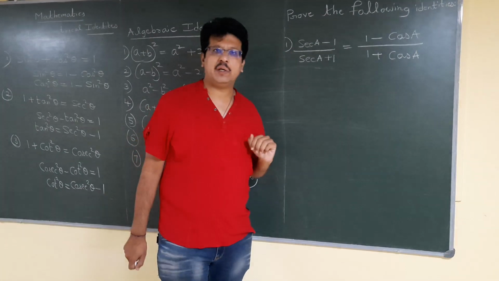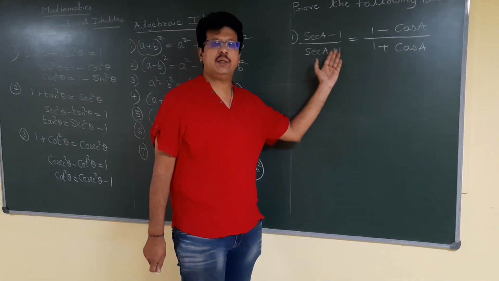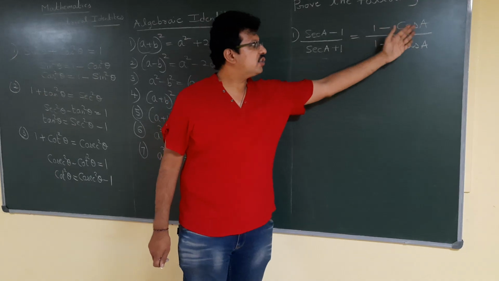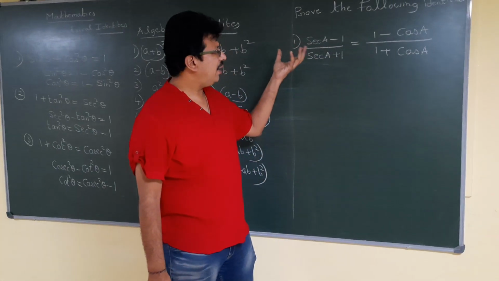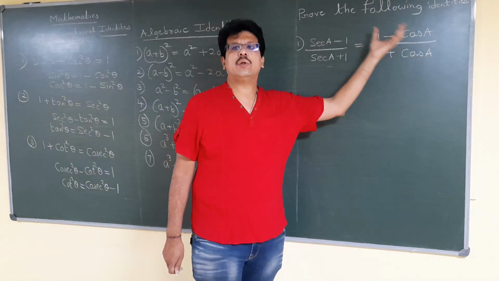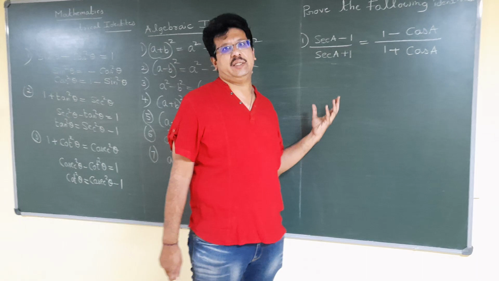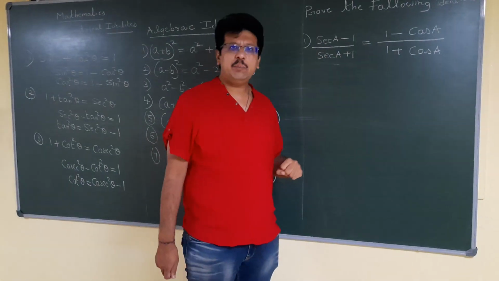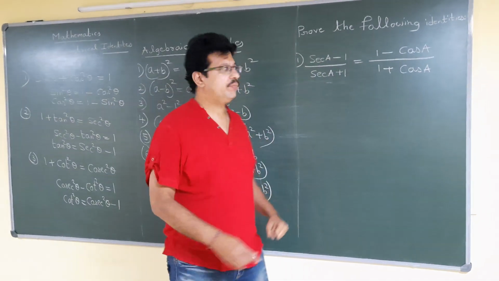The first problem I am taking here is to prove that (secant A minus 1) by (secant A plus 1) is equal to (1 minus cos A) by (1 plus cos A). We need to prove this. Children, you can take left hand side and prove the right hand side, or you can take right hand side and prove the left hand side. So today, let me prove by taking the left hand side and proving the right hand side.